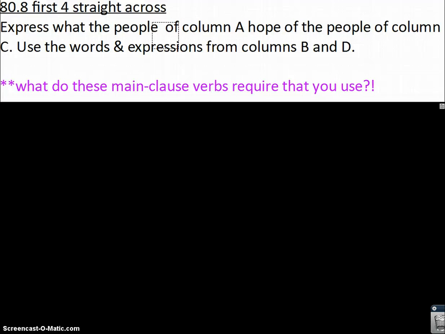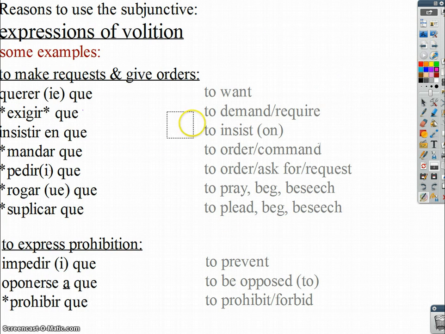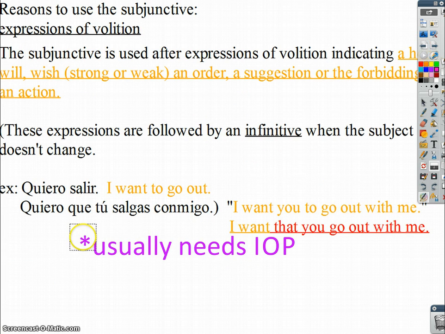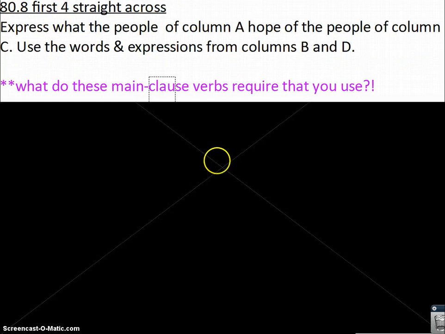Well, let's see. If I'm looking at the book, my verbs in the first 4 sentences are pedir, rogar, aconsejar, and recomendar. So if I go to my subjunctive train ticket, here's 2 of them. There's a star here. Here are some more. They've got stars. What do these stars mean? These stars mean that I need an IOP in my sentences, and I'm going to be looking for that when I grade it. So you do, in fact, need an IOP. Let's go back to the exercise.